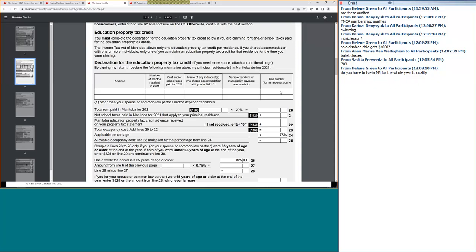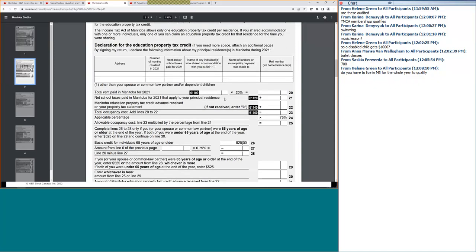And Helene, do you have to live in Manitoba for the whole year to qualify? No, but you have to have been renting in Manitoba. So you can only claim rent on places that are in Manitoba. So if you lived in a different place for half the year and then you moved to Manitoba and rented in Manitoba for 6 months, you're going to claim 6 months. Okay. How much rent did you pay times 20% goes here. If you're an owner who's claiming this, instead of that, you're going to put the net school taxes you paid.